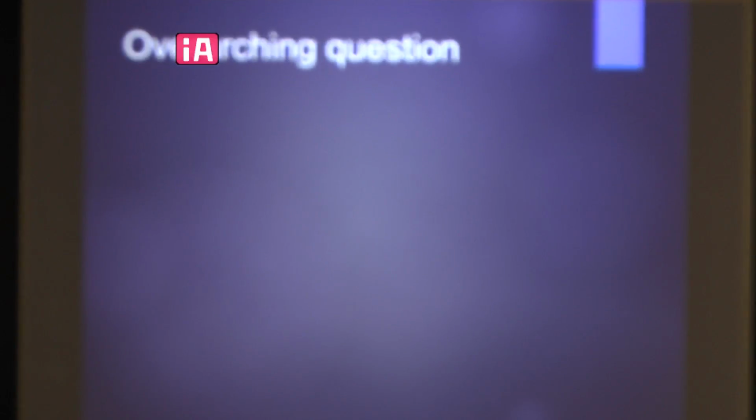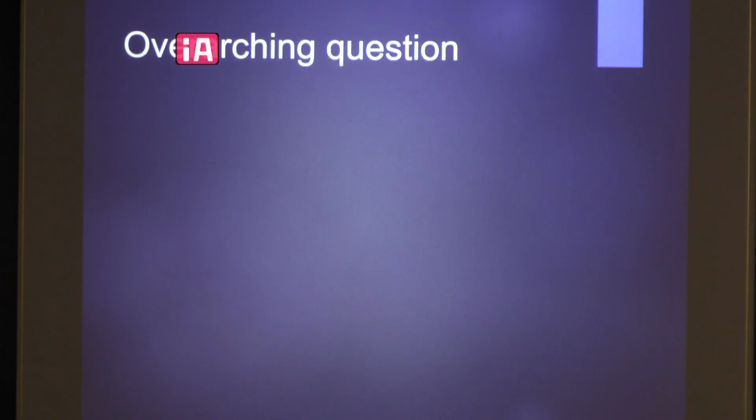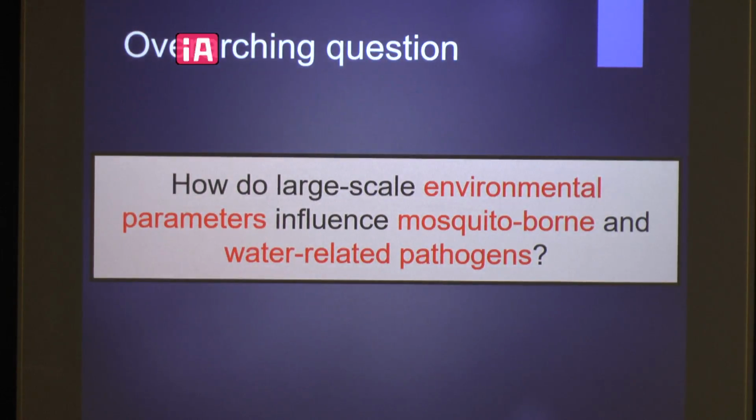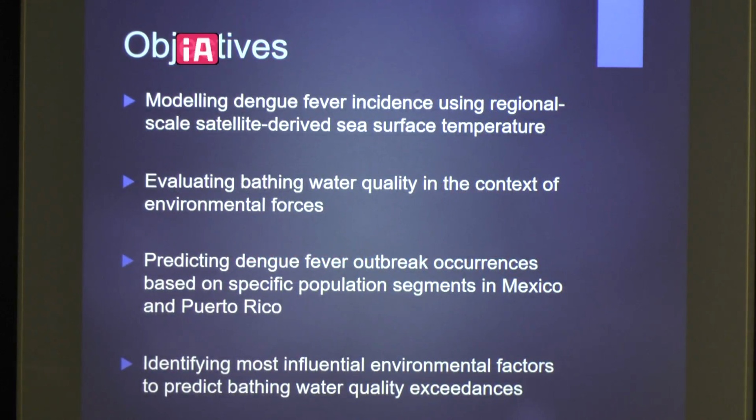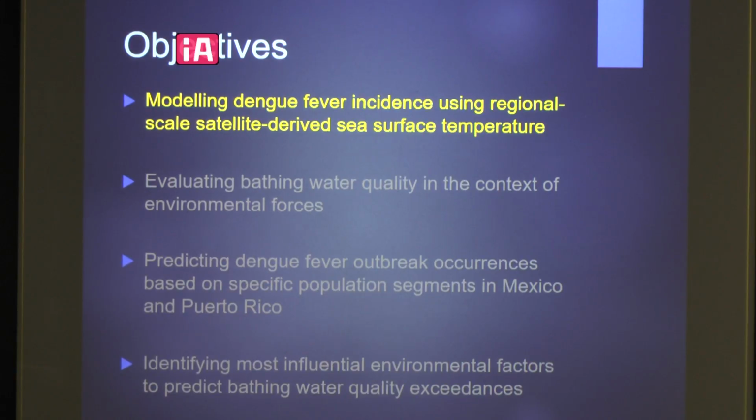By knowing these specific relationships between some environmental factors and specific pathogens, the overarching question for my dissertation is to look at how large-scale environmental parameters can influence mosquito-borne and water-related pathogens in specific locations in the tropics and in a more long-term area using oceanographic parameters, as Frank mentioned earlier. In order to answer this question, I divided my dissertation into 4 main objectives. And the first one is looking at modeling dengue fever incidence using regional scale satellite-derived sea surface temperature.